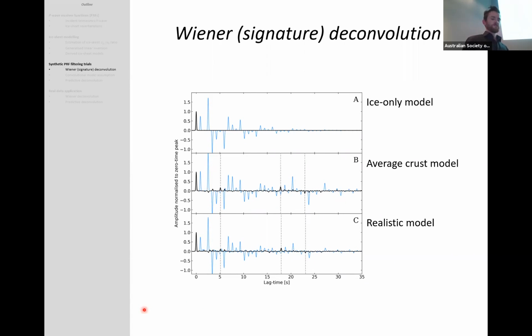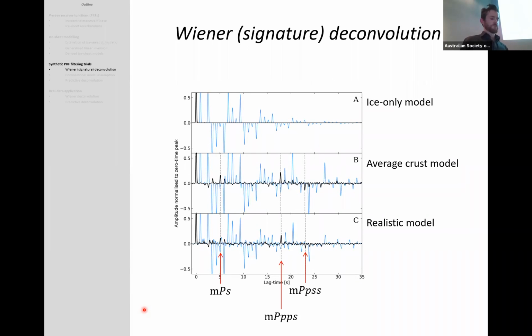In figure B, we have applied the filter to the receiver function with an ice sheet sitting on an average crust model, so just 2 layers. From the original function in blue to the filtered version in black, we can see a major reduction in ice sheet reverberations. In figure C, we changed our crust to be a much more complicated, realistic model, and we see a similar result.